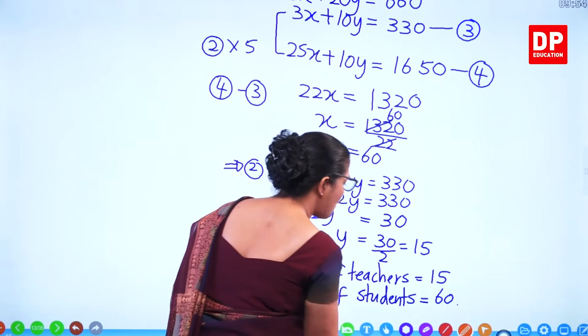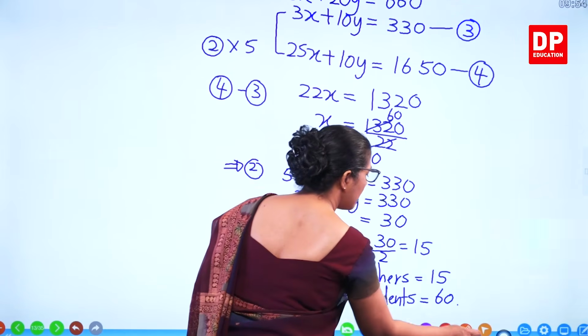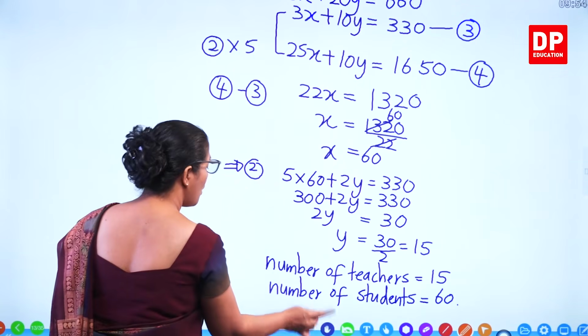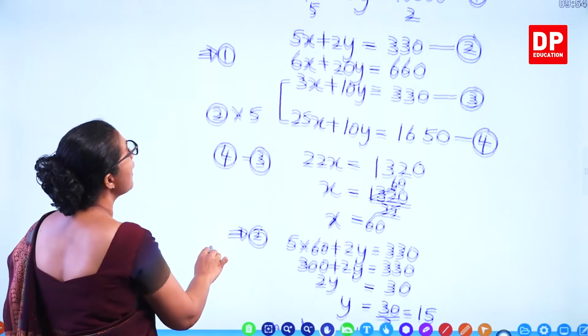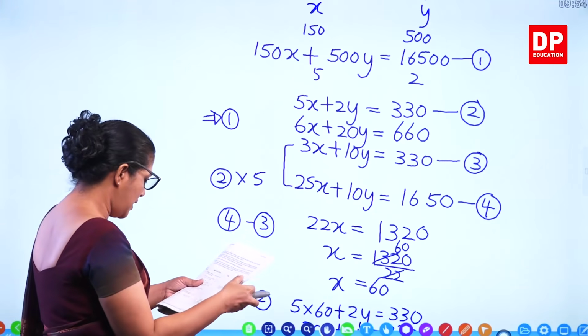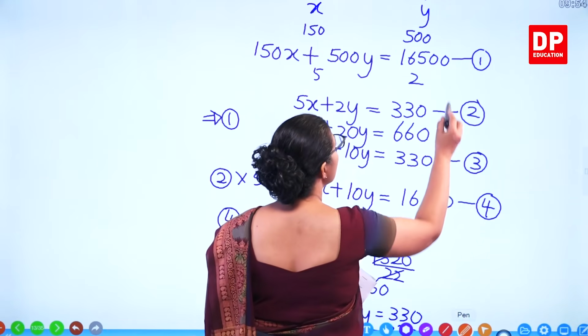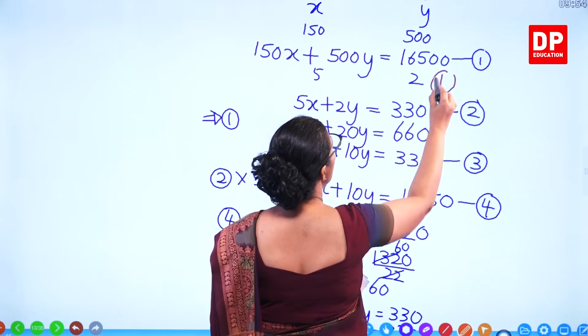So that's the final answer. Now we'll give marks for each step. So this is your equation. You get definitely 1 mark for the equation. 1 here, 1 there.